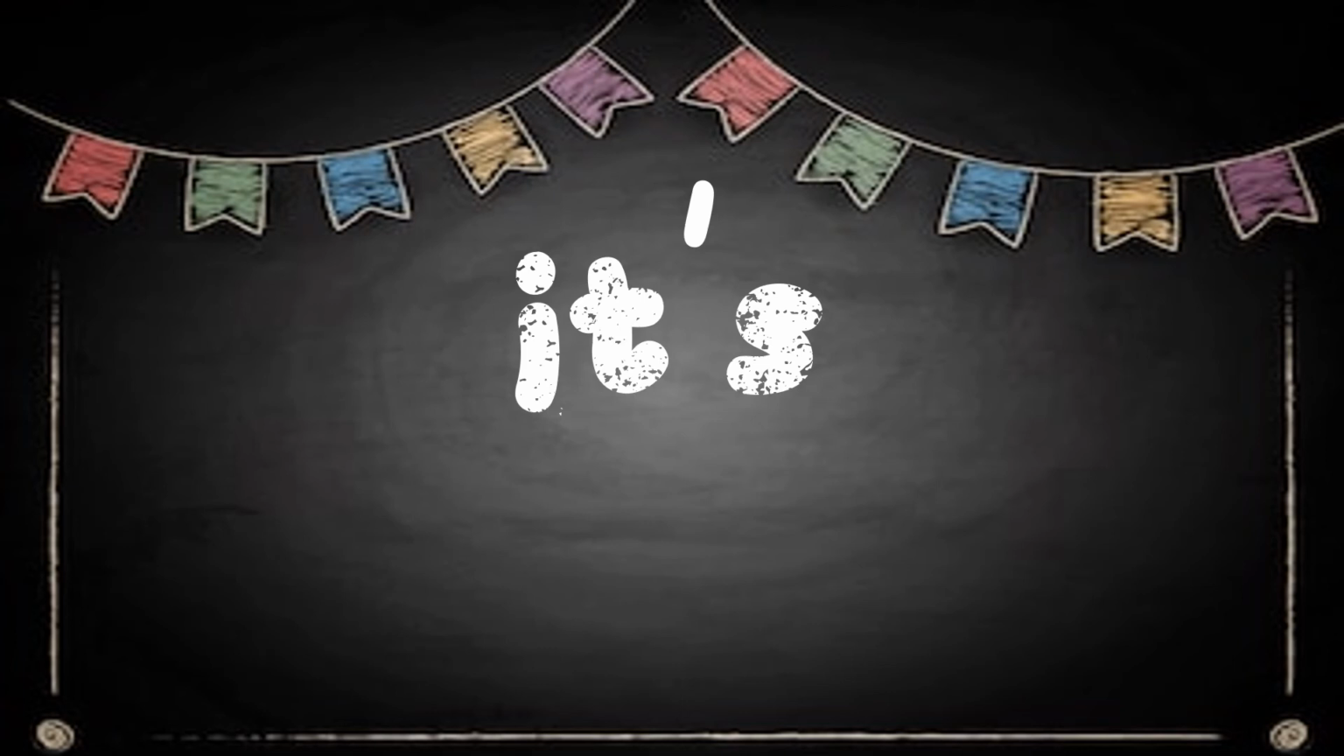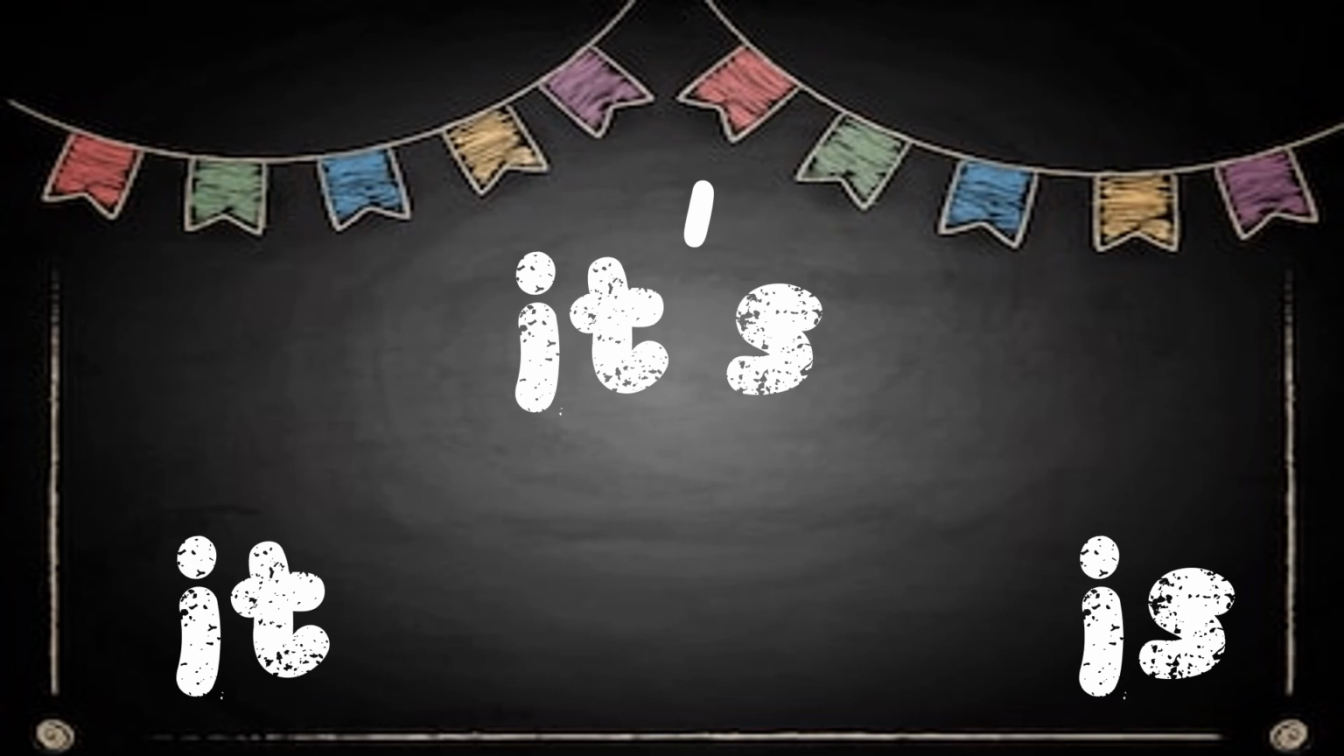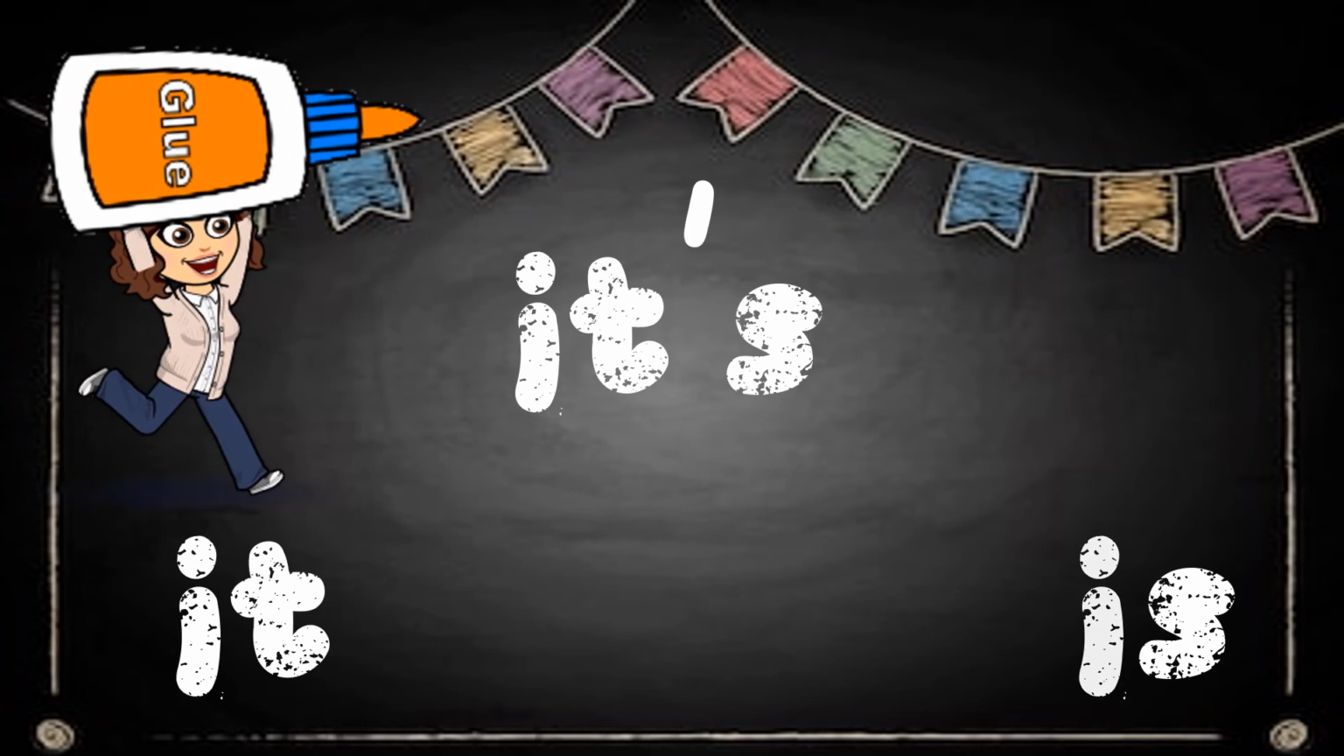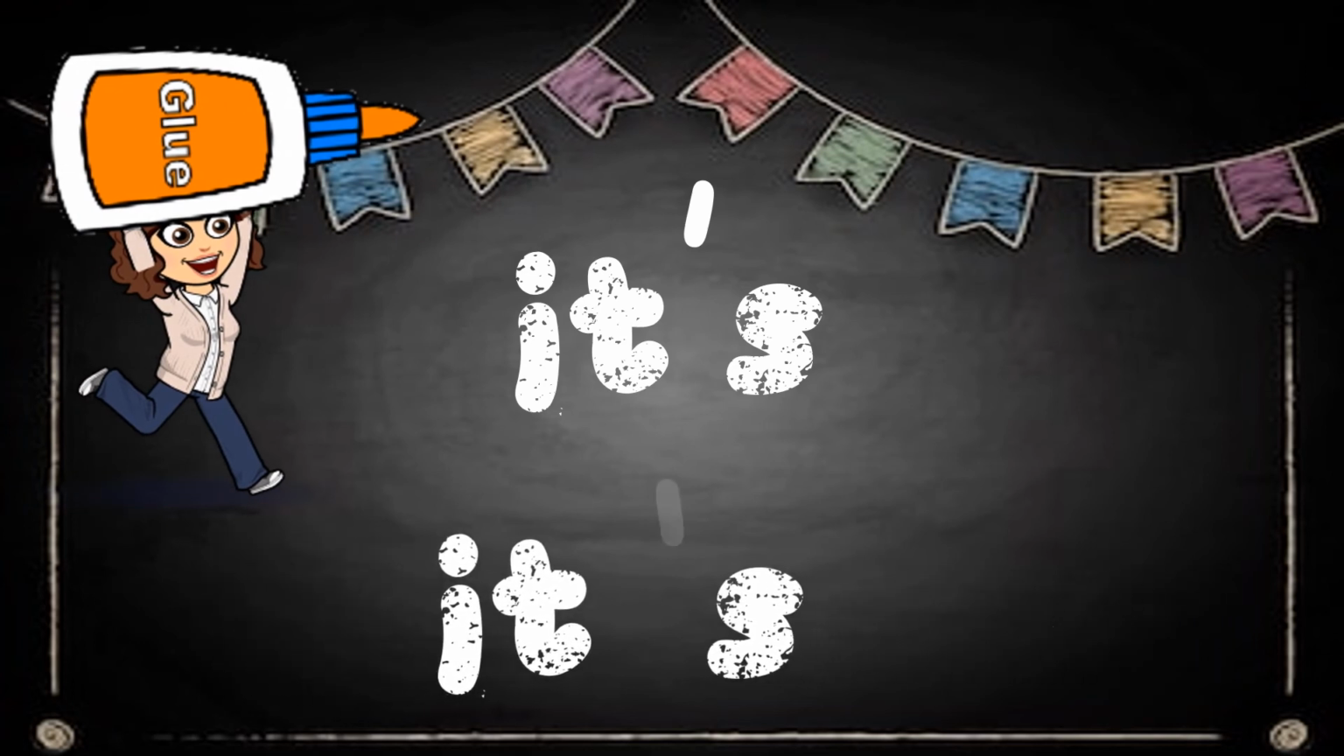It's. It's going to be a sunny day. What two words make up this contraction? That's right. It is. And if we put these two words together, what letter is missing? The I in is goes away, and in its place is an apostrophe.